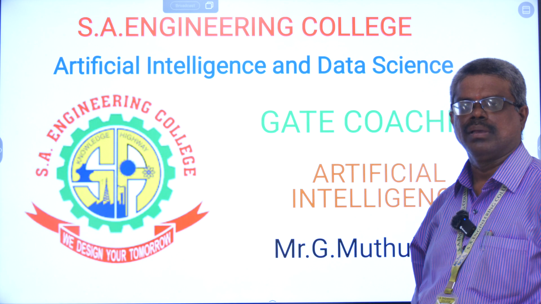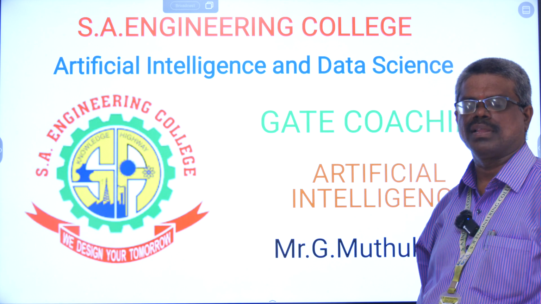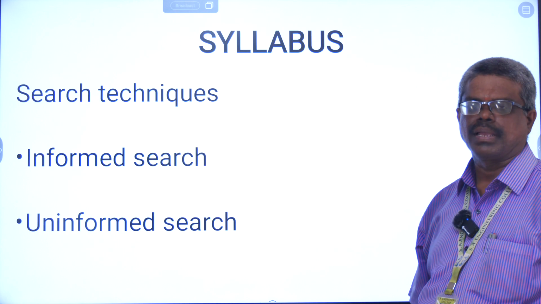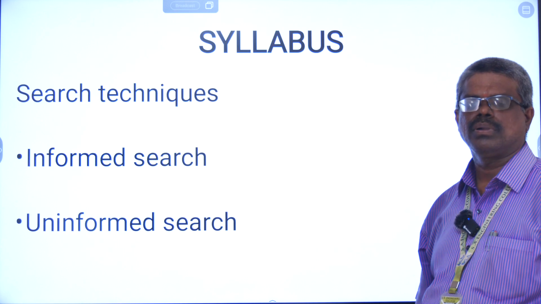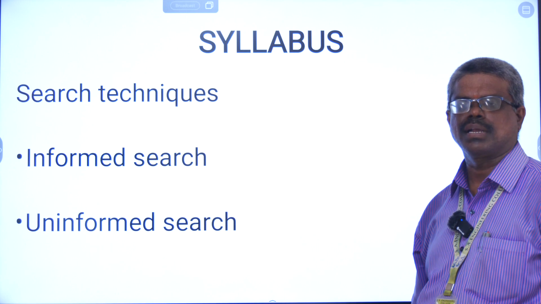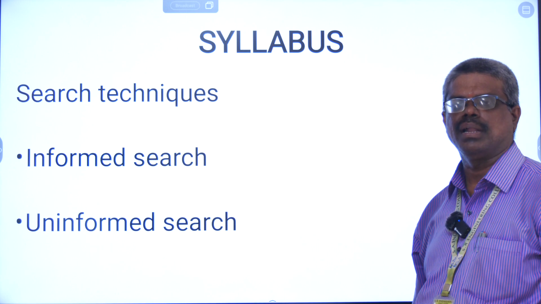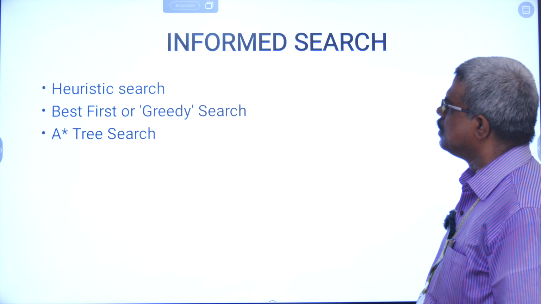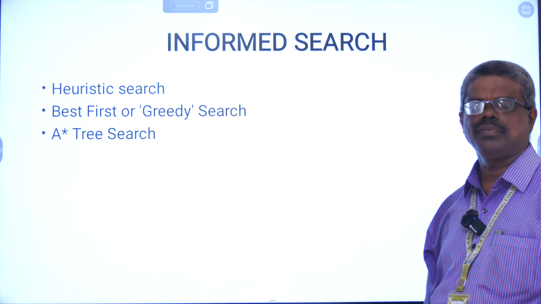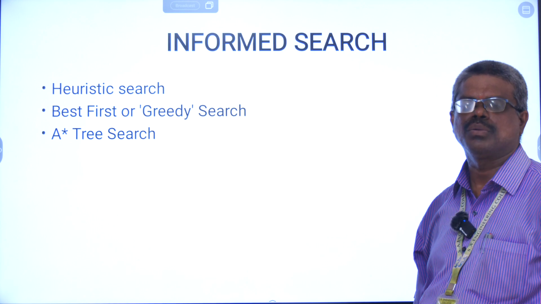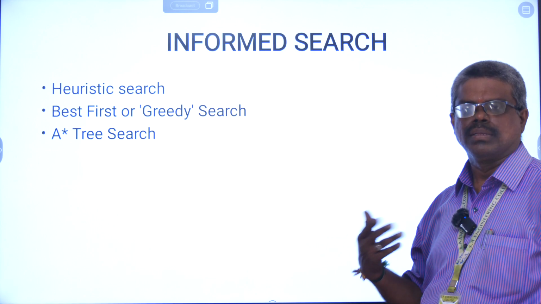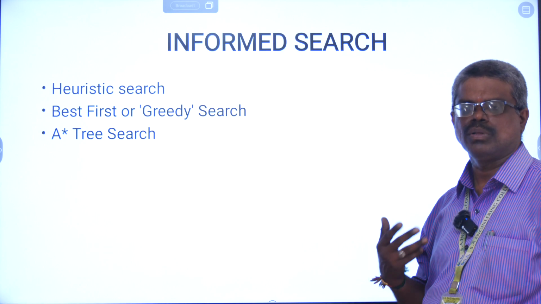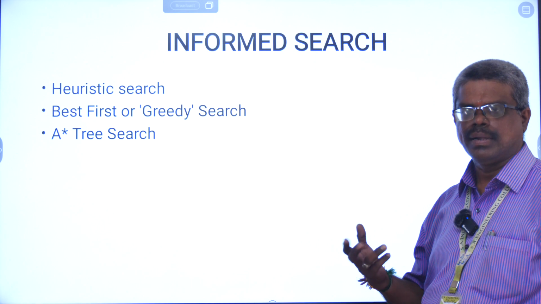Today the topic I am going to discuss in artificial intelligence is search techniques. The important topics of search technique are informed search and uninformed search. So what is informed search? Informed search is where the parameters are known for the thing you are going to search. So you know the destination where to get the data.